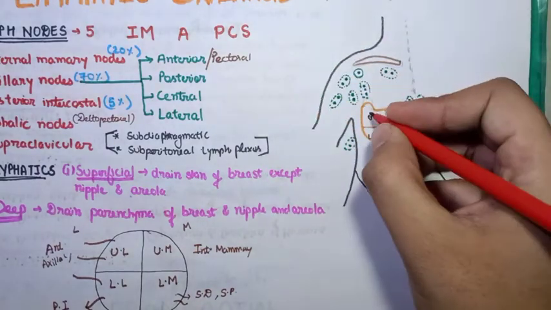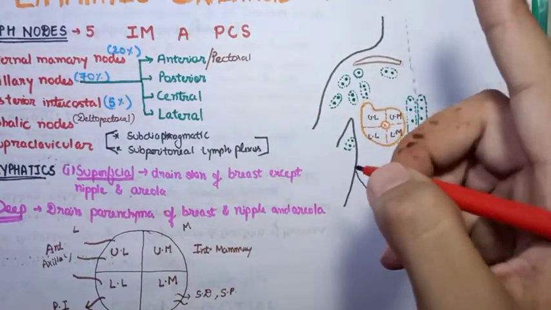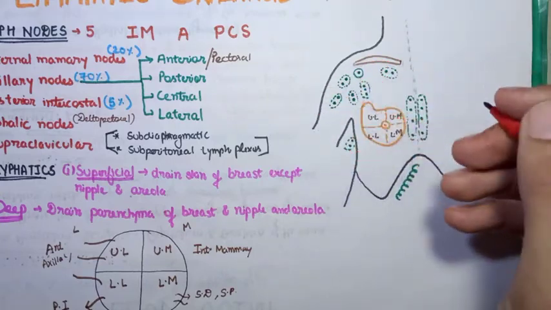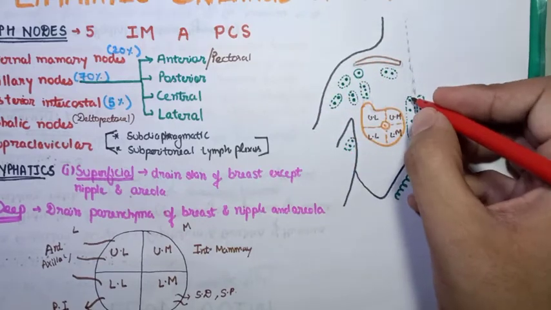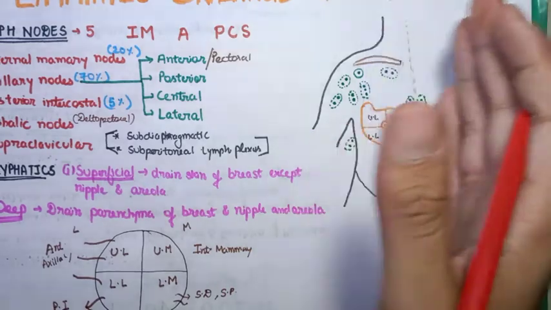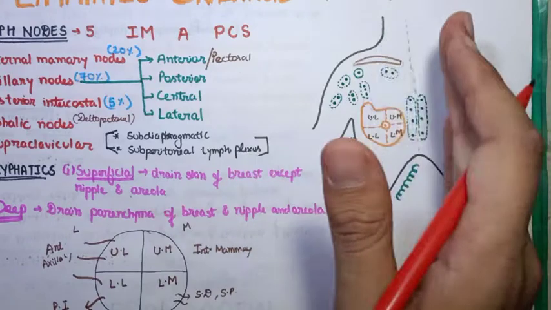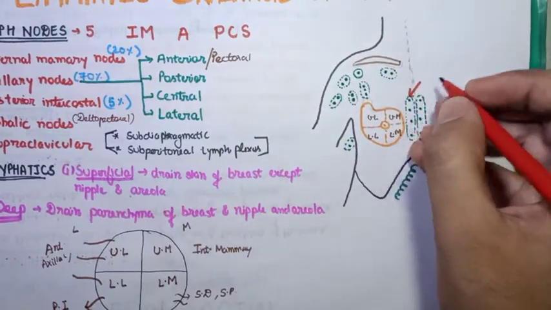Okay, so most of the lateral side will drain into the axillary lymph nodes. So we have to firstly name all the lymph nodes. The ones present in the center, or near the central region, are called the internal mammary, because they are present most internal. So this is the internal mammary.